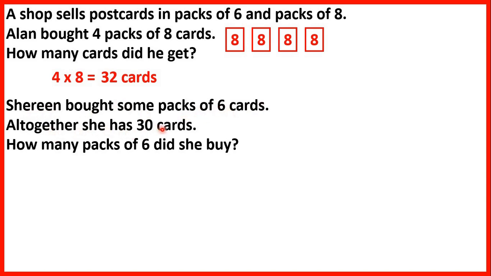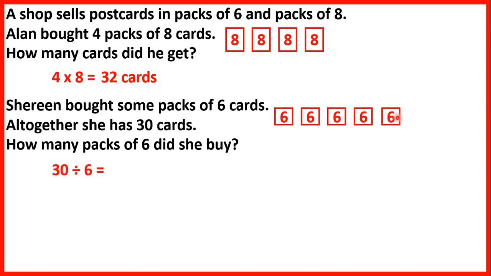Now Sharon bought some packs of 6 cards. Altogether, she has 30 cards. How many packs of 6 did she buy? Well, 1 pack is 6 cards. So if she buys another pack, that will be 12 cards altogether, because 6 plus 6 is 12. Another pack will make 18 cards altogether. Another pack will be 24. And then if she buys a 5th pack, that will be 30 cards altogether.